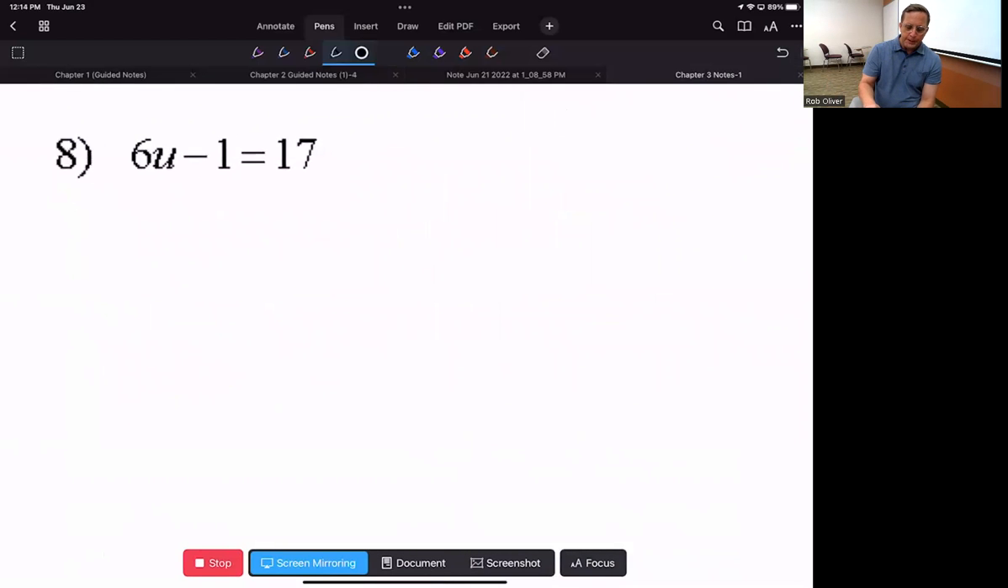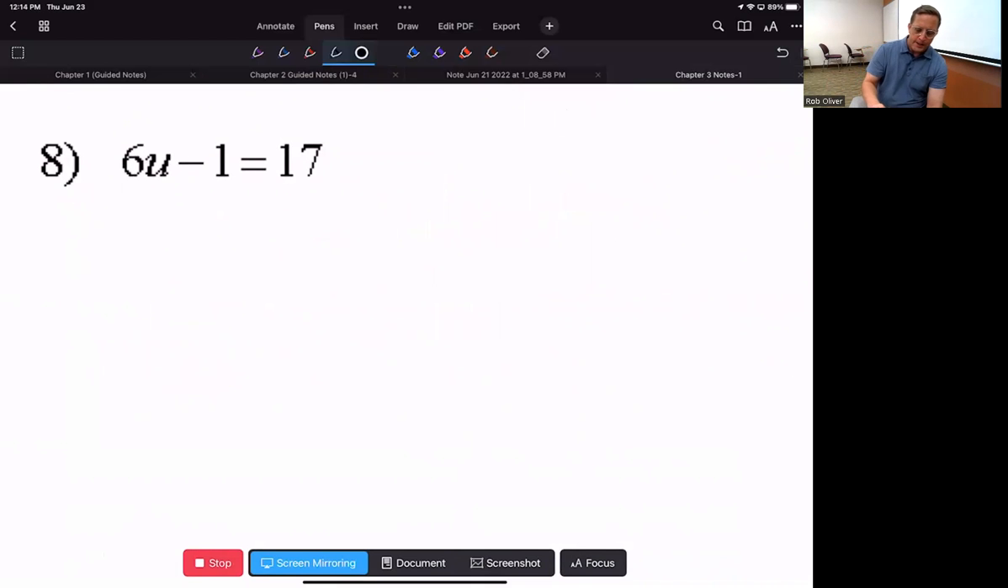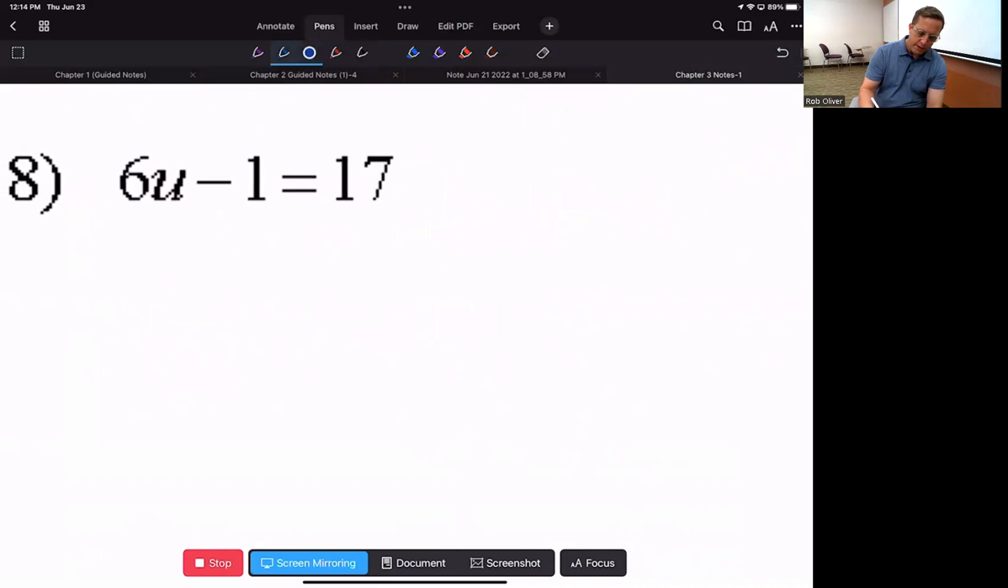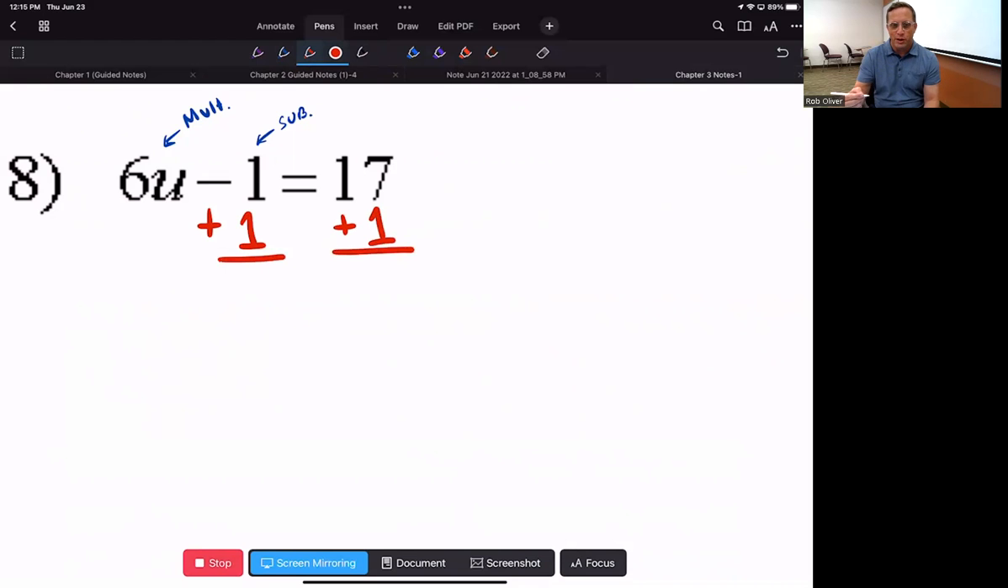So for example 8 right here, let's focus in on that letter side, that variable side. Right here, we have 6u, which is showing multiplication, and then we have subtraction, -1. So you want to focus in on that part and realize what you have to undo. The part we want to undo is the -1, so we want to add 1 to both sides. We're going to add 1 to the left side and add 1 to the right side, because what we do to one side, we do to the other.